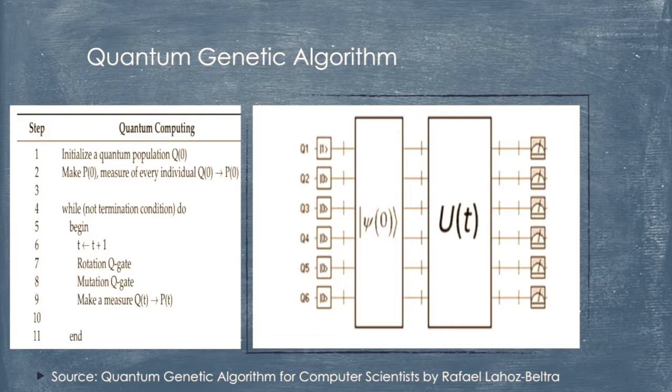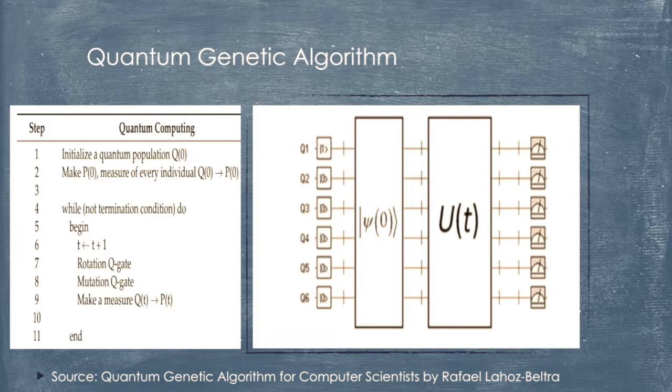The first step consists of the initialization of quantum population Q of 0 of chromosomes. P of 0 is a set of measurements of each chromosome. T is the level of generation, so T plus 1 naturally is the next generation obtained after fitness evaluation. The next step is updating the population by applying quantum gates such as rotation gate and mutation gate. We obtain a population P of T composed of classical chromosomes or bit strings. The final step is the measurement.